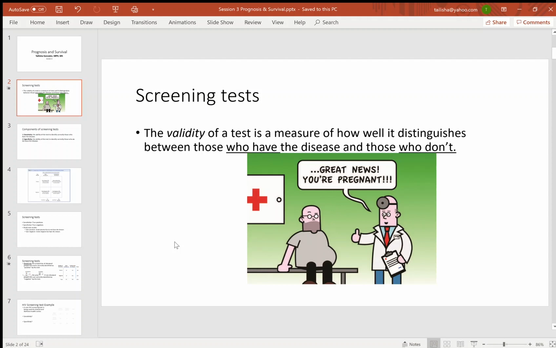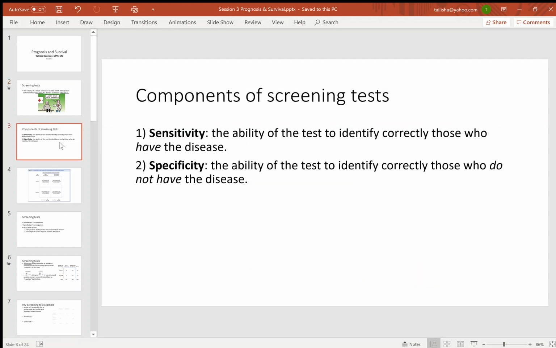And in both of those scenarios, we have to develop instruments that can screen for the disease that we're interested in. So when we talk about validity of a test, we want to know, is this diagnostic measuring those who have the disease and those who don't? And we'll talk about key terms for distinguishing what that looks like.